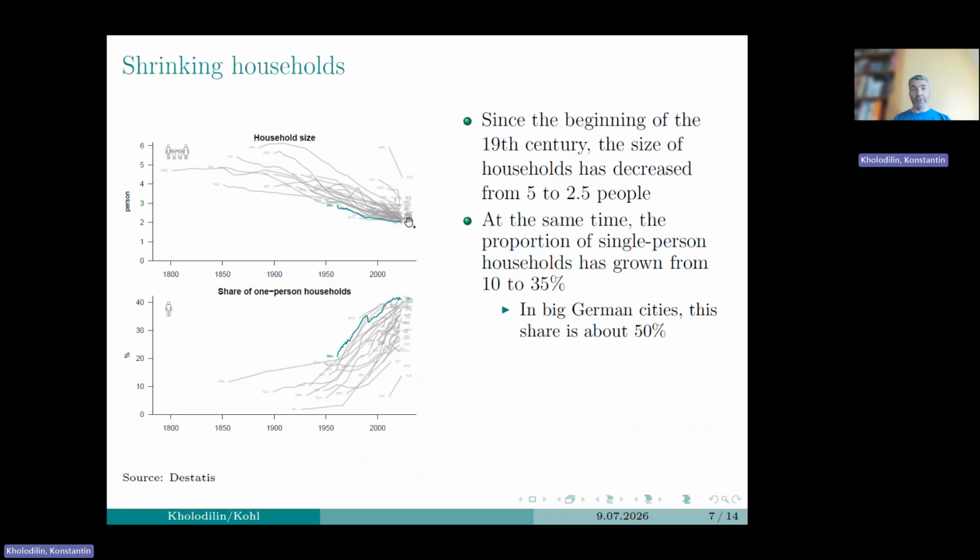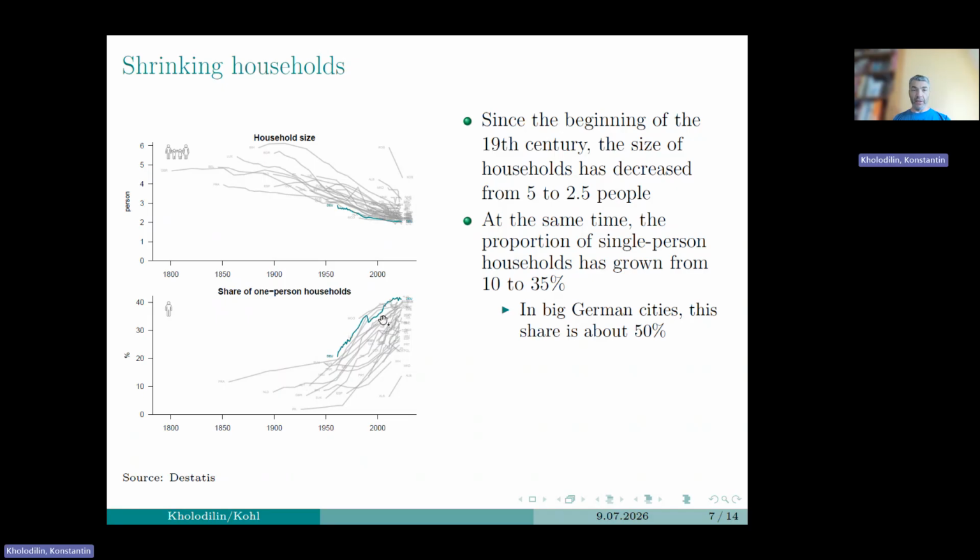Why have household sizes been shrinking? One thing is that fertility has declined, so people have fewer children. Another reason is that there are more and more women who never had children. And the third reason is that more and more people tend to live alone. So there are more and more one-person households.